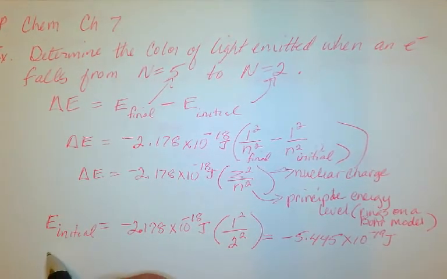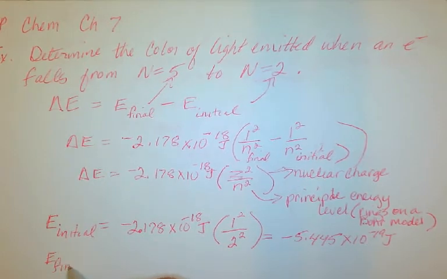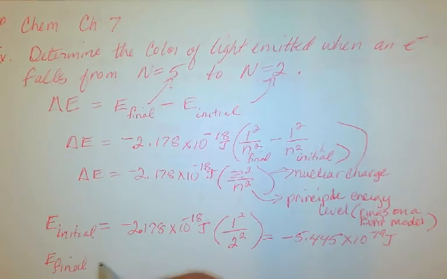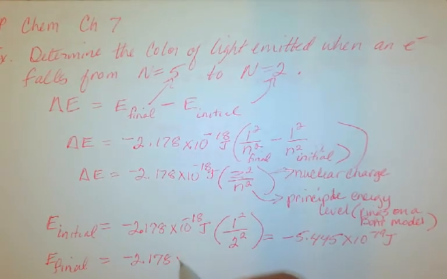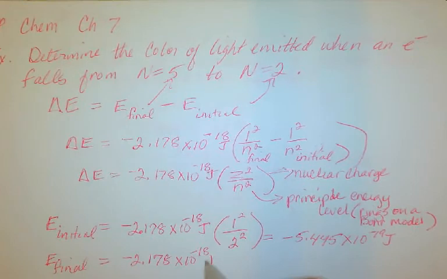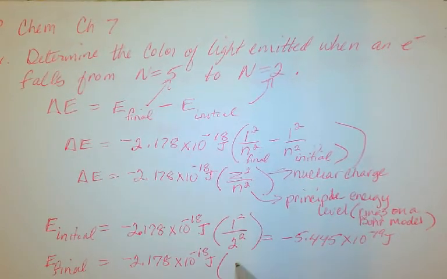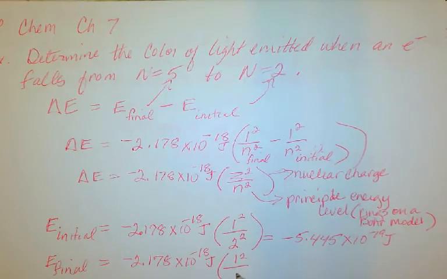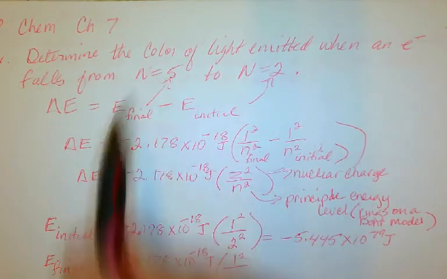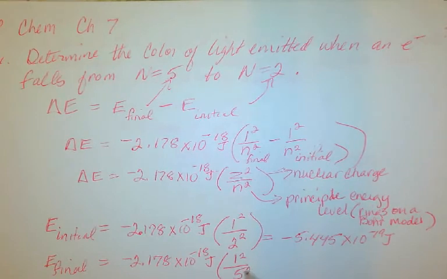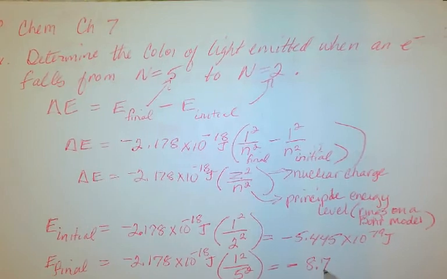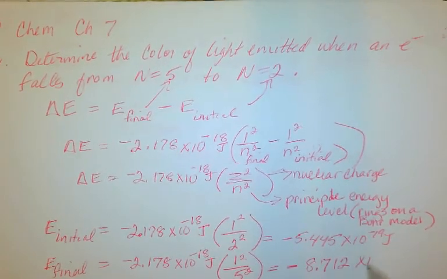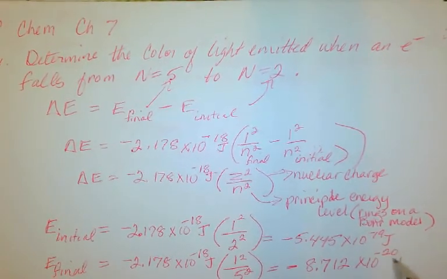Okay, the E final state is negative 2.178 times 10 to the negative 18th joules. Again, the Z state here is still just 1 squared, over, in this case, the final state was its jumped excited position of 5. So 5 squared, and that's going to give us negative 8.712 times 10 to the negative 20 joules.